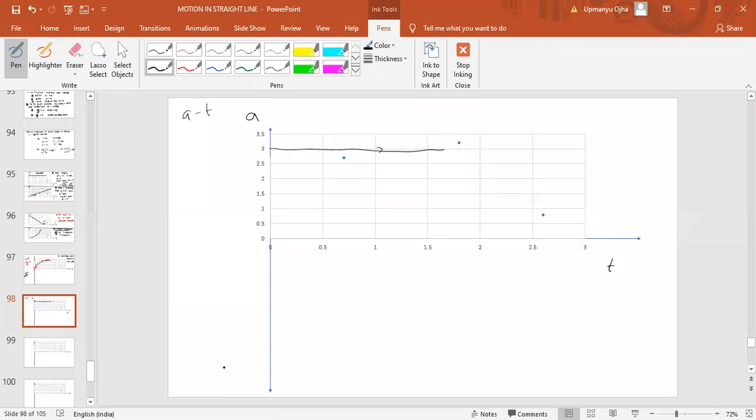It is a graph of uniform acceleration, because with time is the acceleration changing? Okay, yes. So it is a uniform acceleration graph. Constant acceleration or uniform acceleration. So a straight line parallel to the time axis is uniform acceleration or a constant acceleration.